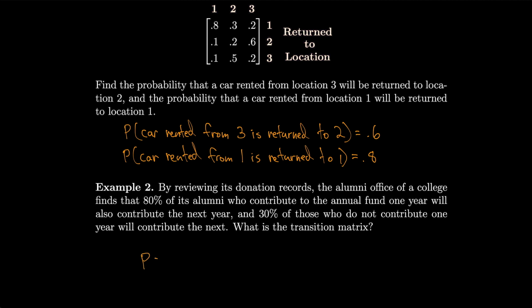So in this case, we have P equals, well, if 80% of the alumni who contribute 1 year also contribute the next year, we could use 0.8 for this top left entry. That's like the 1, 1, where it's the same for both, which makes the one underneath it 0.2 for the ones who contribute 1 year and then don't contribute the next. And then we have the 30% who do not contribute 1 year but will contribute the next. And then last but not least, this last entry must be 0.7 because it must be the 70% who don't contribute either year. And that'll be our transition matrix P.